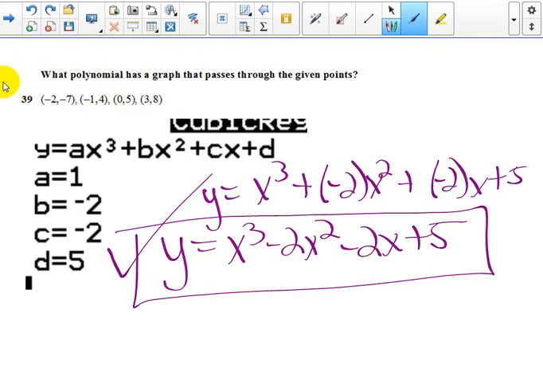39, you're going to plug in your x coordinates in your L1 statistics. So you would have -2, -1, 0, and 3, and you put your y coordinates in the L2, the second list: -7, 4, 5, and 8. And then you're going to start your regressions. And when you do that, you'll find that the linear regression didn't match up much. The only one that really matched up to these, don't forget to turn your stat plots on, is the cubic regression. And this is it.